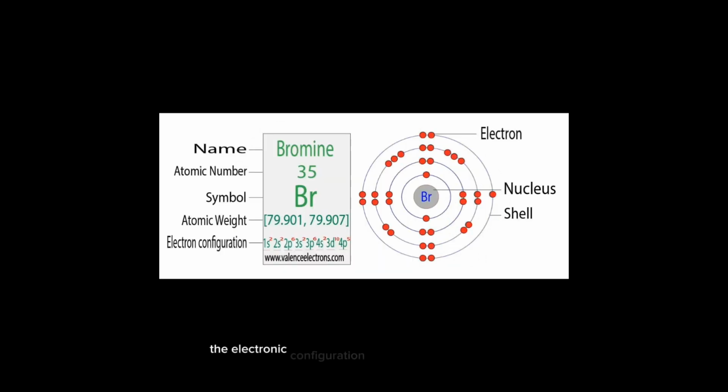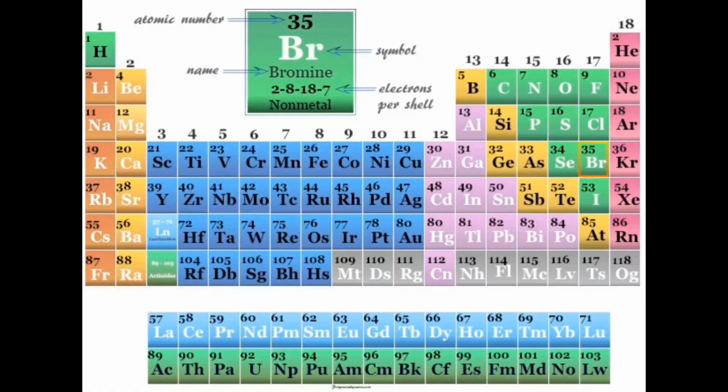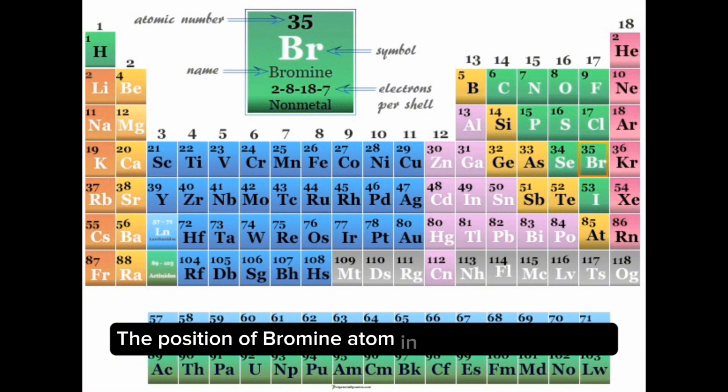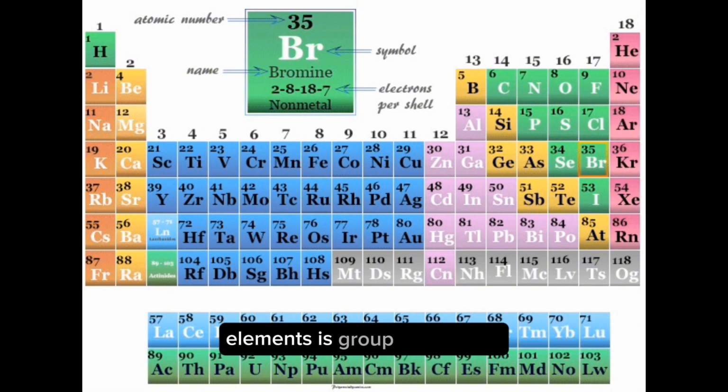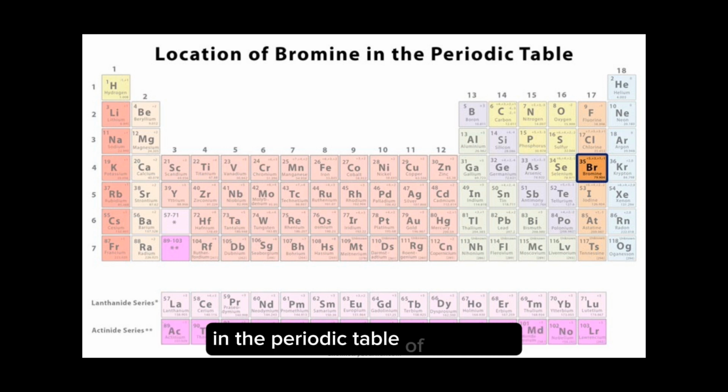The electronic configuration of the bromine atom is 1s2, 2s2, 2p6, 3s2, 3p6, 4s2, 3d10, 4p5. And the abbreviated electronic configuration for the bromine atom is [Ar] 4s2, 3d10, 4p5. The position of the bromine atom in the periodic table of elements is group 17, period 4. So, the bromine atom falls under the p block in the periodic table of elements.